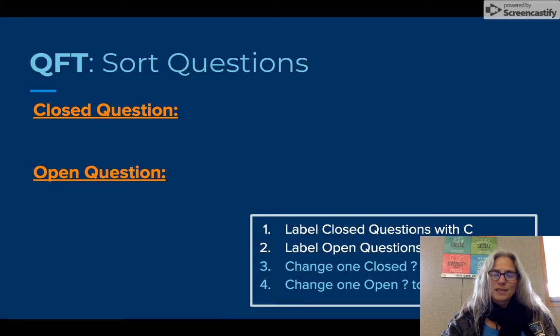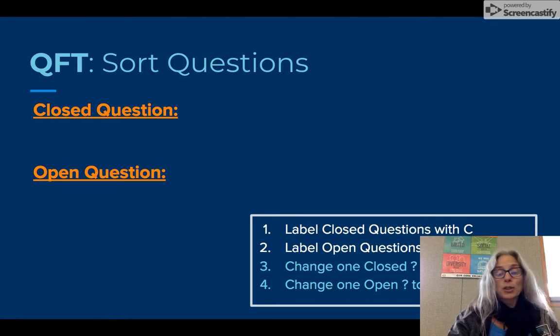Now that you have your list of questions that you and your group have formulated, we are going to sort these questions. And we're going to sort them into closed questions and open questions. And let's begin with definitions.